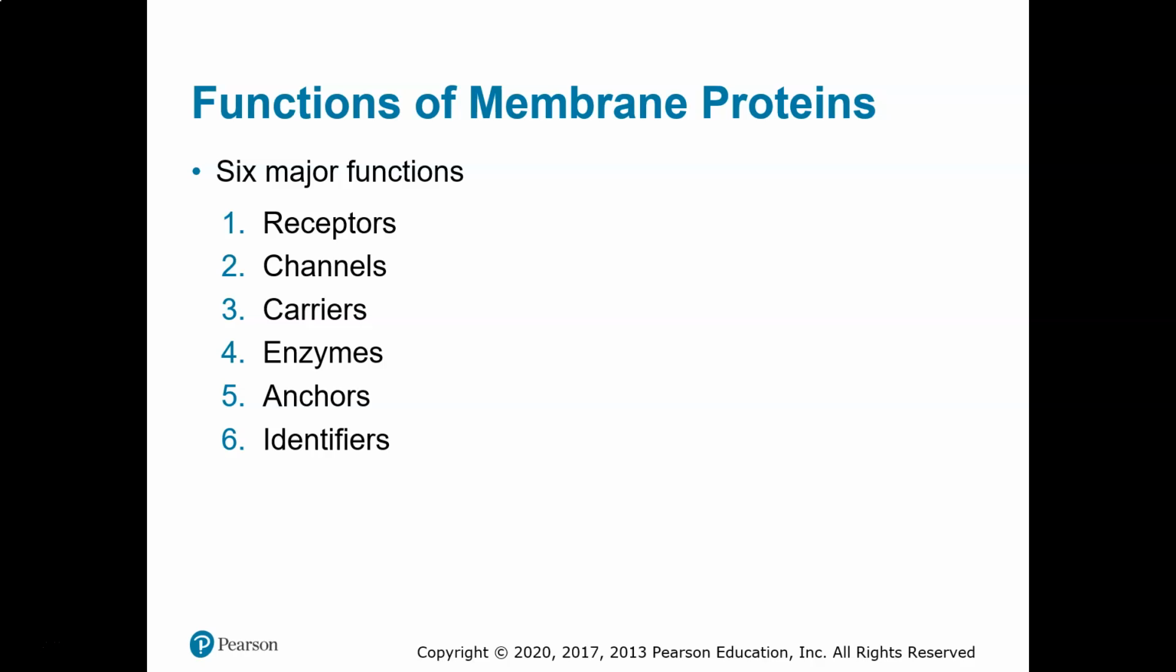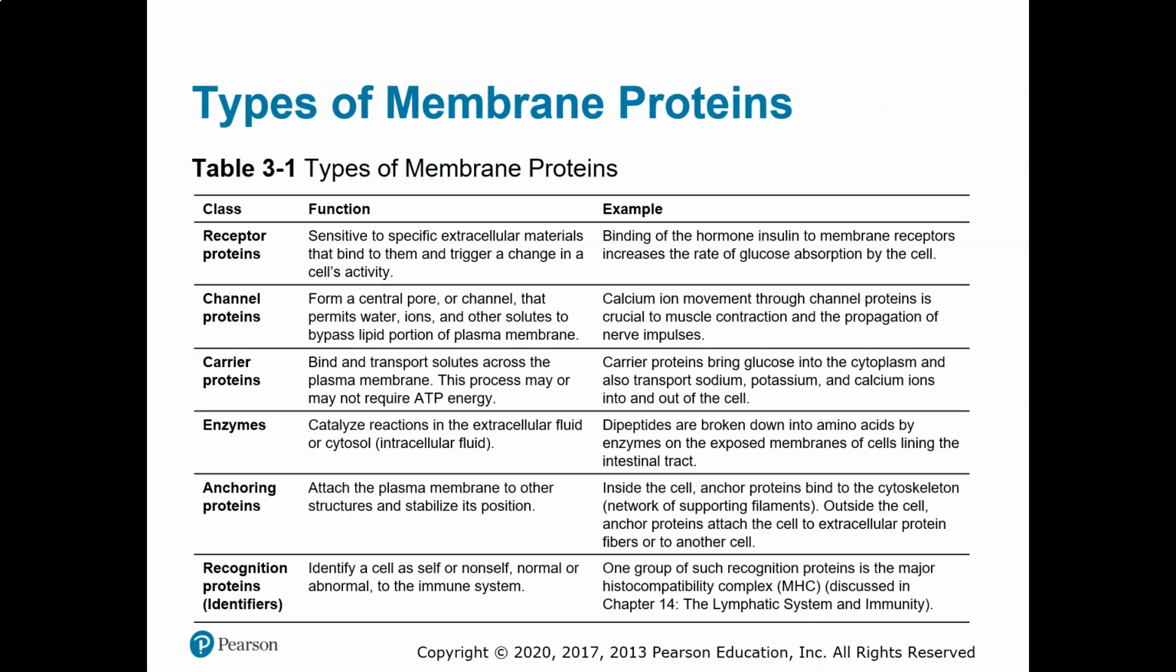There are receptor proteins. There are channel and carrier proteins to help non-lipid soluble molecules to travel across the plasma membrane. Ions and water-soluble molecules have to travel through channel proteins and carrier proteins. Enzymes, which speed up chemical reactions, anchors, and identifiers. This table gives you the function of the different proteins and an example of each one.